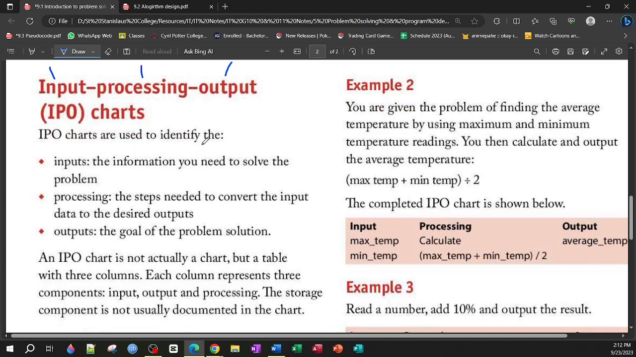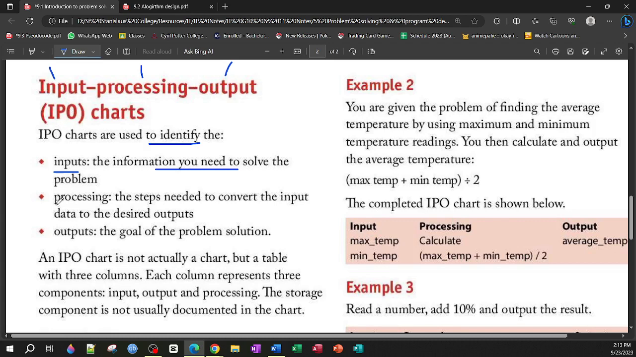Well, IPO charts are used to identify the input for the algorithm or the program. So, the information you're going to need to solve the problem. So, say for instance, the problem is that you don't know how to calculate a number, you don't know how to do division, maybe it's a lengthy division, then the input is going to be the numbers to carry out the division.